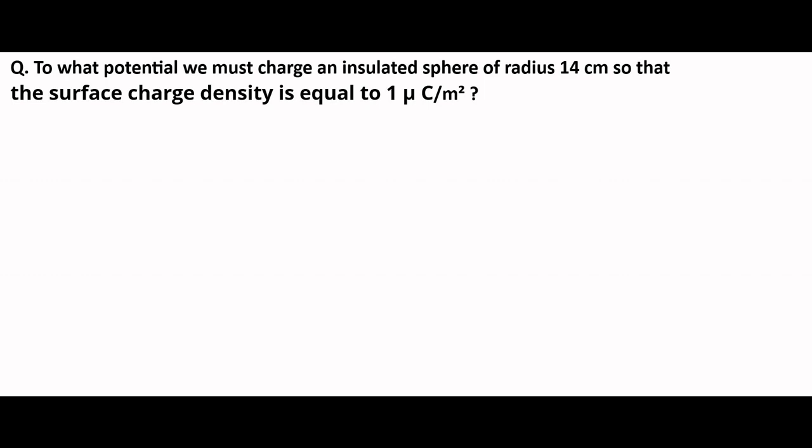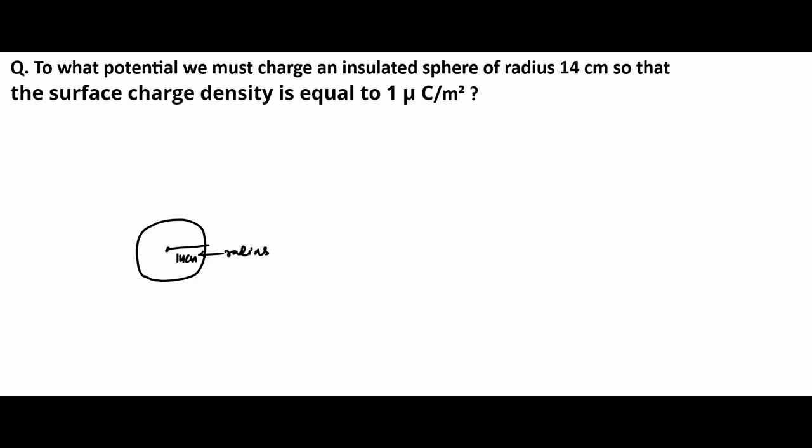So here is another question. It is given to what electric potential we must charge an insulated sphere of radius 14 centimeter so that the surface charge density is equal to 1 microcoulomb per meter square. Okay, so here we have an insulated sphere of radius 14 centimeter. That is the radius of the sphere.